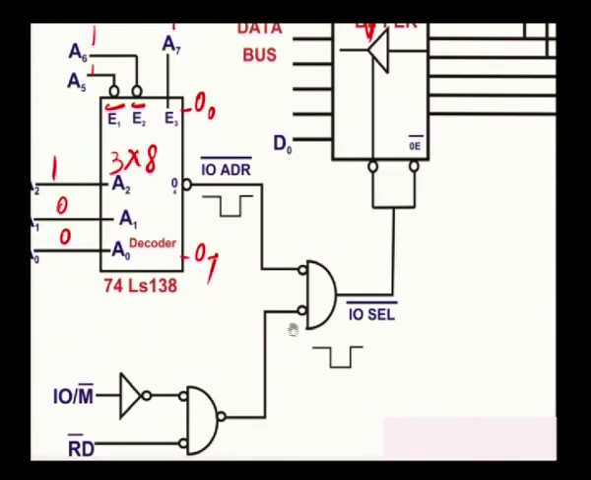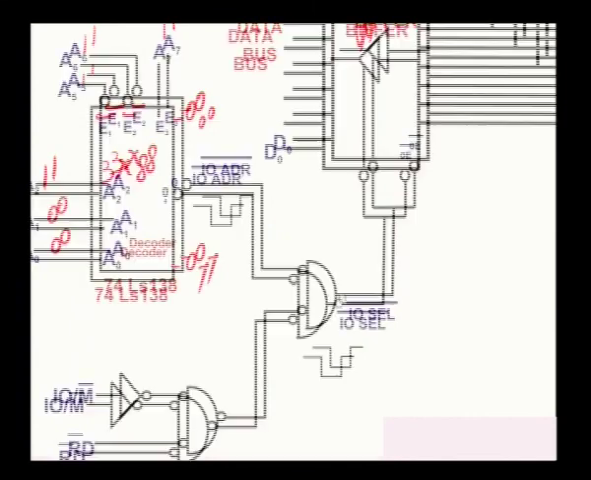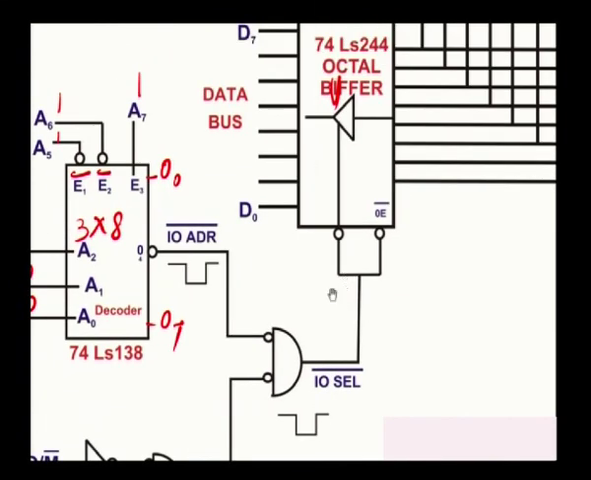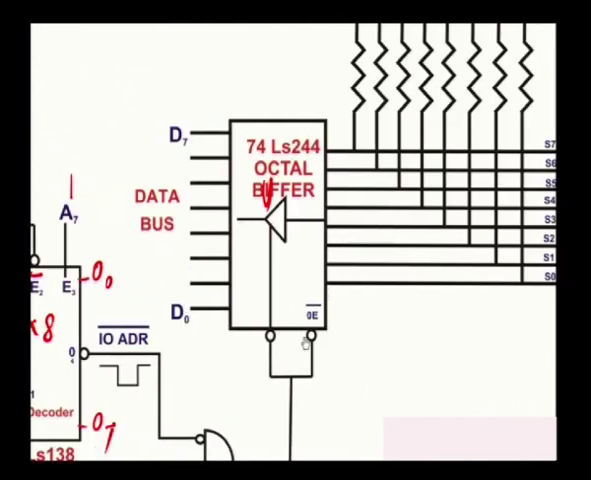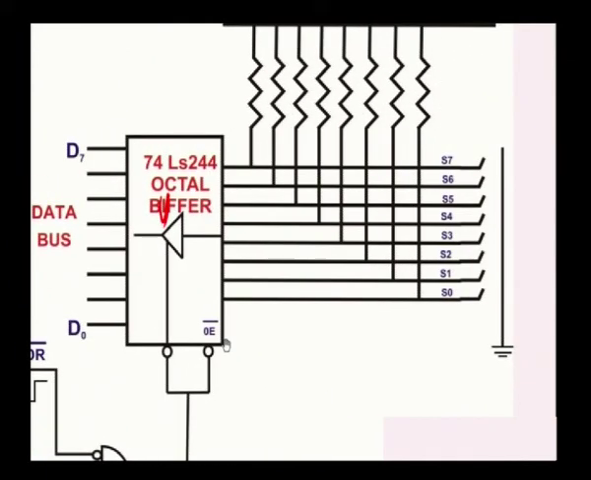So, these 2 signals are now low, this signal is also low, then again inverter. So, we get the IO select bar signal. This signal is used to enable the buffer. Once the buffer is enabled, it automatically reads the data from the switches. So, 8 switches are connected to the VCC.